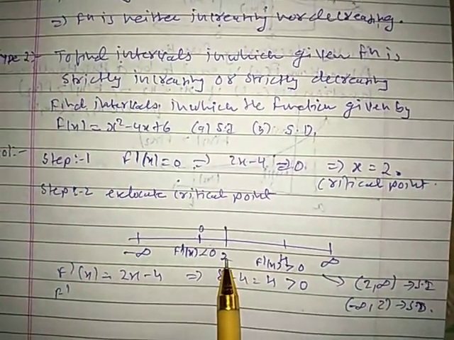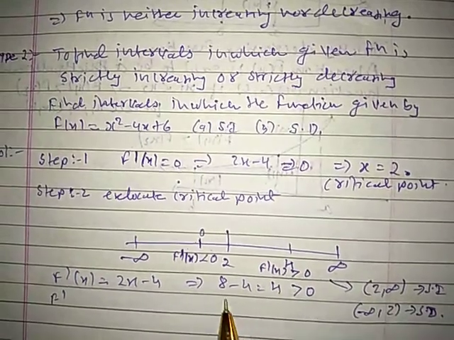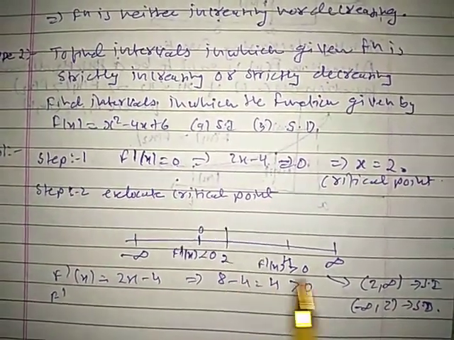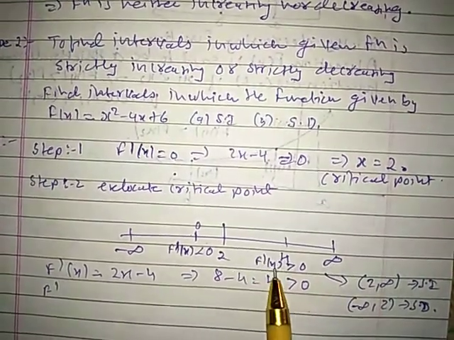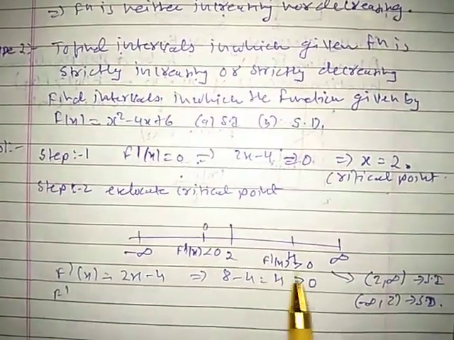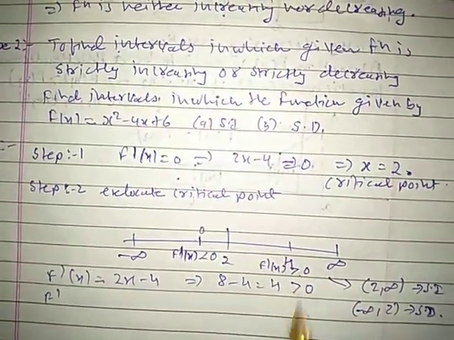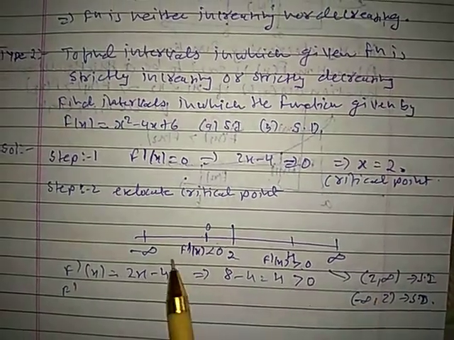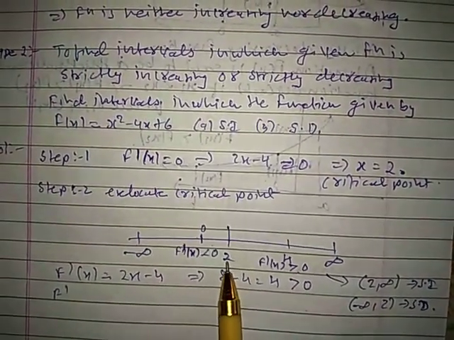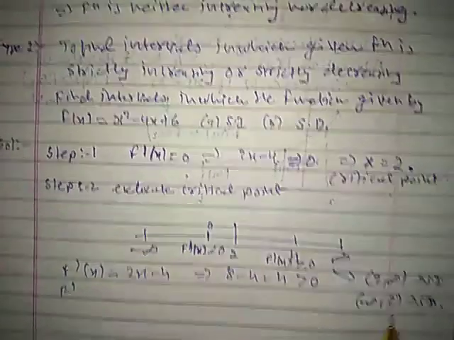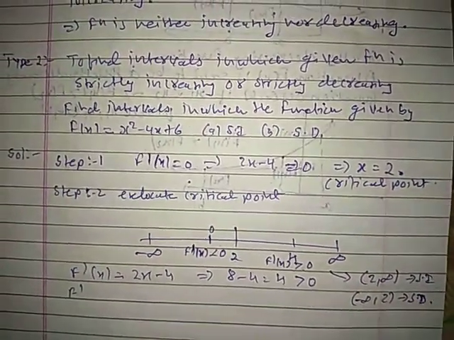It is SD. SD means strictly decreasing. And in 2 to infinity, f dash of x is greater than 0. Greater than 0 means it is strictly increasing. Got it? So we got the intervals. What is the interval? Minus infinity to 2 is strictly decreasing, and 2 to infinity is a strictly increasing function.